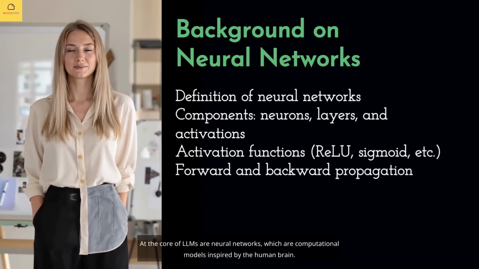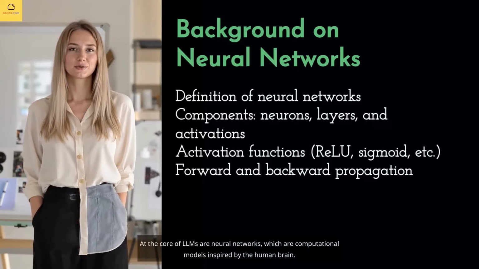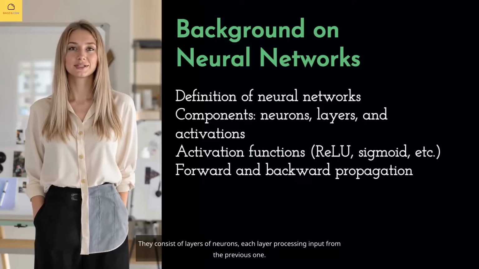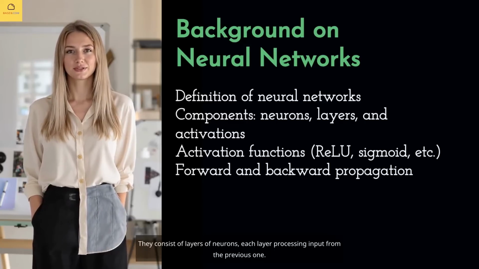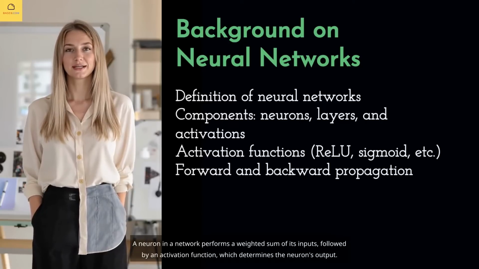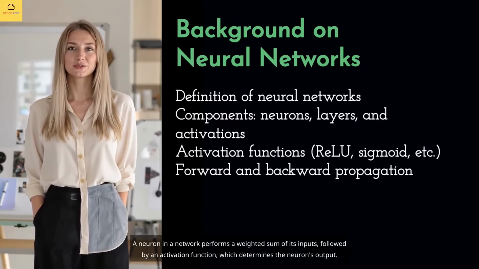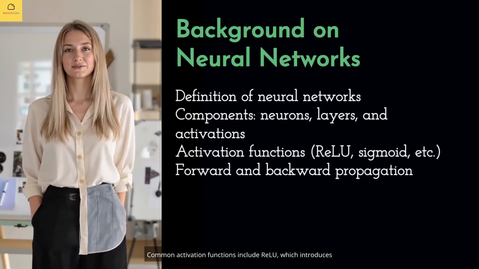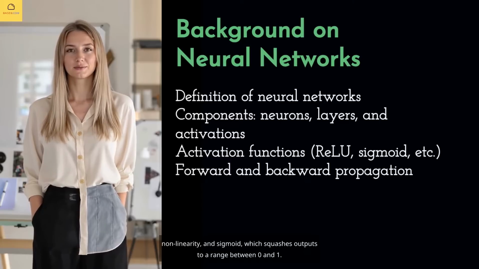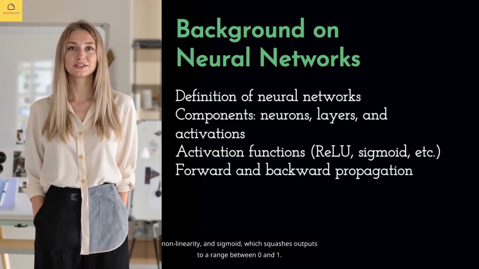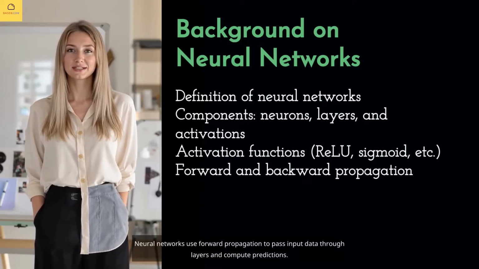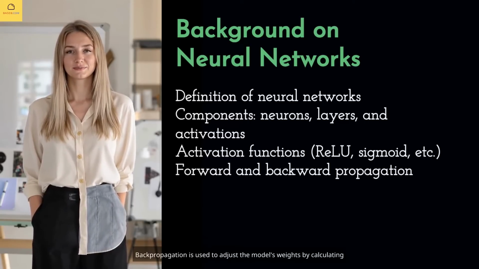At the core of LLMs are neural networks, which are computational models inspired by the human brain. They consist of layers of neurons, each layer processing input from the previous one. A neuron in a network performs a weighted sum of its inputs, followed by an activation function, which determines the neuron's output. Common activation functions include ReLU, which introduces nonlinearity, and sigmoid, which squashes outputs to a range between 0 and 1. Neural networks use forward propagation to pass input data through layers and compute predictions.